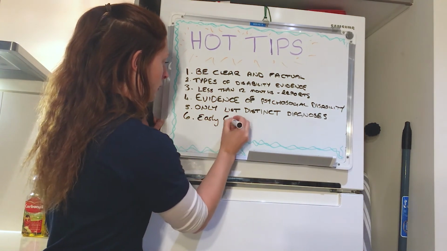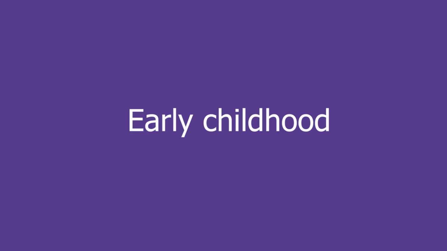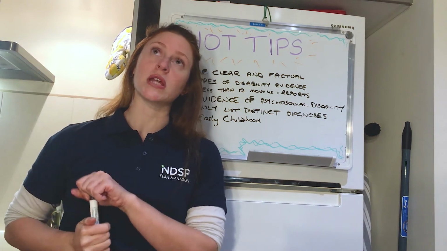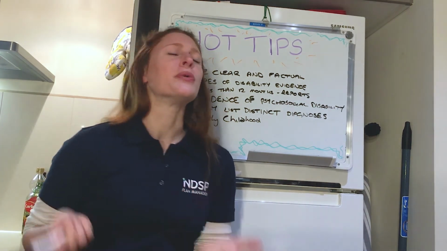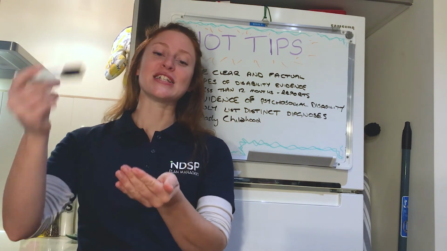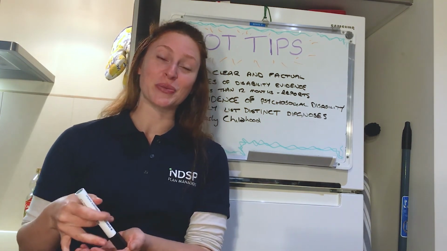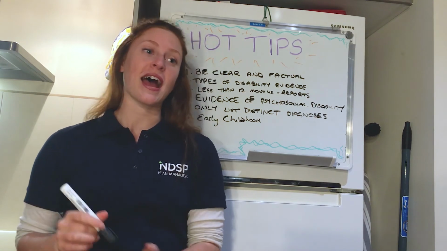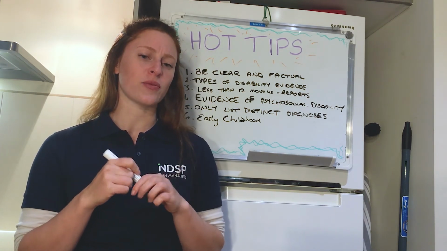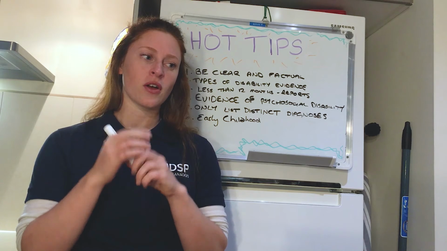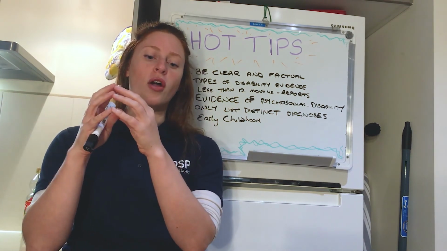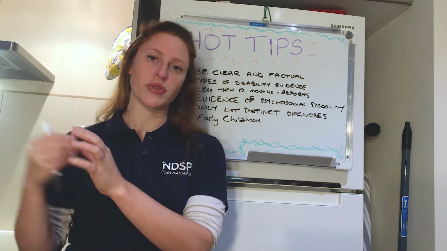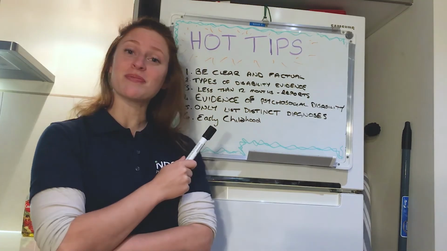Early childhood. So you are considered part of the early childhood approach if your child is, you're not, your child is, you might be childish, but anyway, your child is considered early childhood approach if they are under 7 years old. And that essentially means that, for example, they could have a developmental delay, which is not otherwise tied to a specific diagnosis.